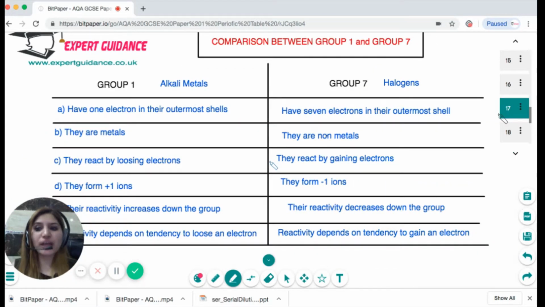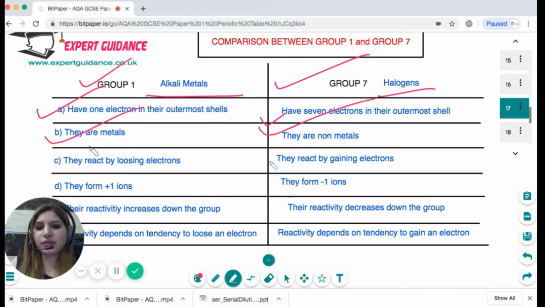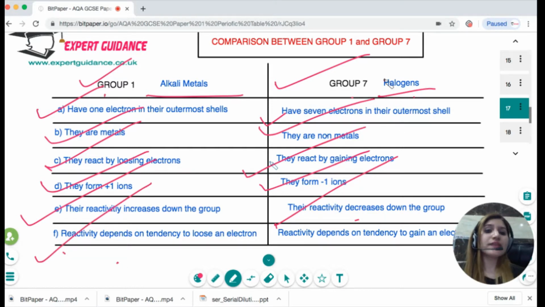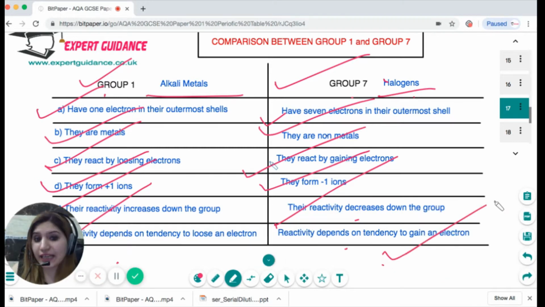Okay, so to summarize, we talked about group 1, group 7. These are alkali metals, these are halogens. They have 1 electron in the outermost shell, they have 7 electrons in the outermost shell. They are metals, they are non-metals. They react by losing an electron, they react by gaining an electron. They form a positive 1 ion, they form a negative 1 ion. The alkali metal reactivity increases down the group, and the group 7 halogen reactivity decreases down the group. The group 1 reactivity depends on the tendency to lose an electron, and group 7 halogen reactivity depends on gaining an electron. Therefore, reactivity of group 7 decreases down the group, but for group 1, it increases down the group.